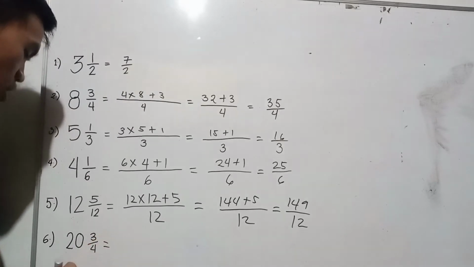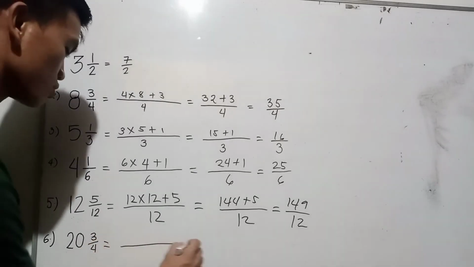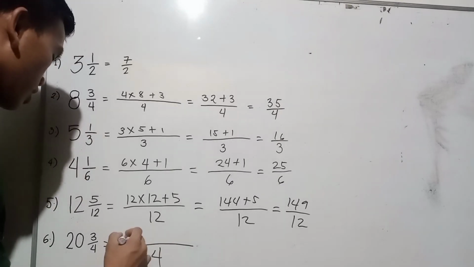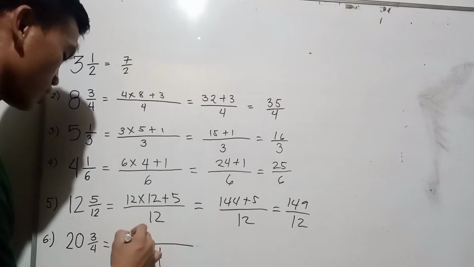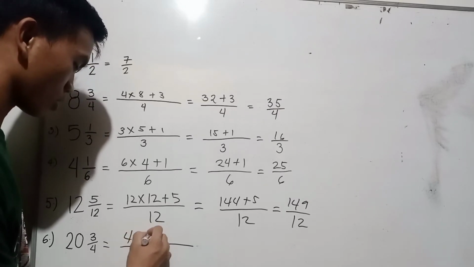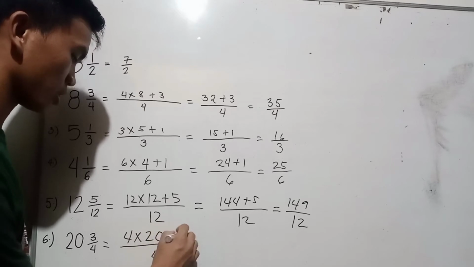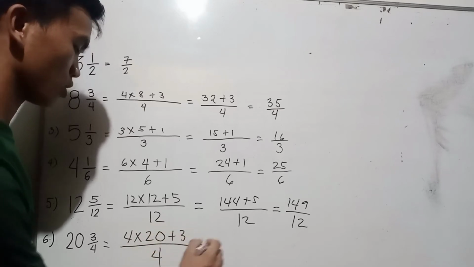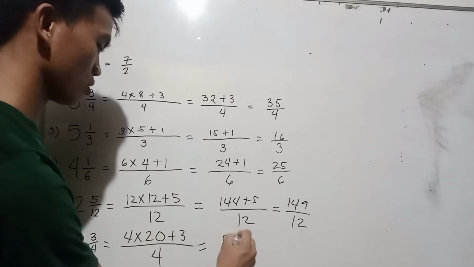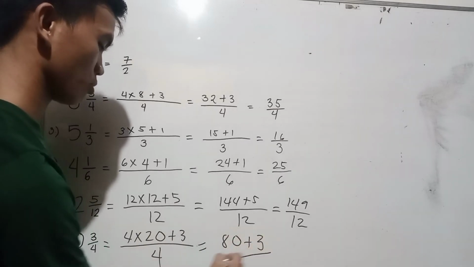Last item. First thing you're going to do is copy the denominator, which is 4, and the denominator 4 times the whole number 20 plus 3. This is equal to 20 times 4 is 18 plus 3 over 4.